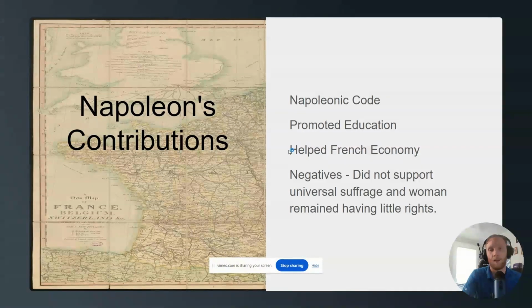Now, a big negative that he did not do, or a big positive he could have done but didn't, so therefore it's a negative, was women's rights, like voting. He had a terrible view of women. He was a pretty toxic guy. He did not like women, and his actions showed that.